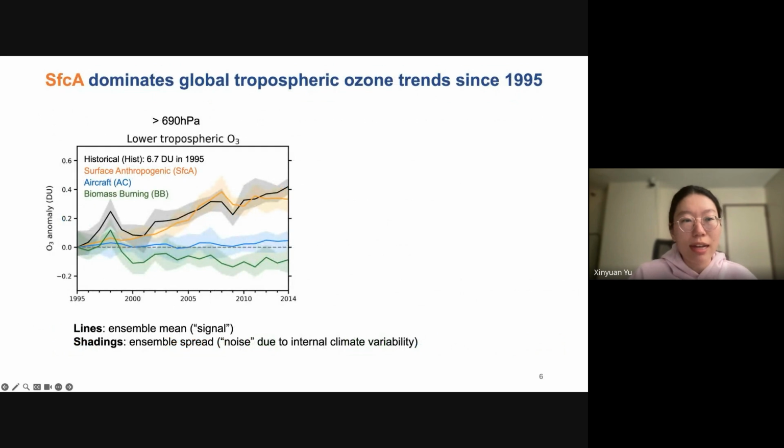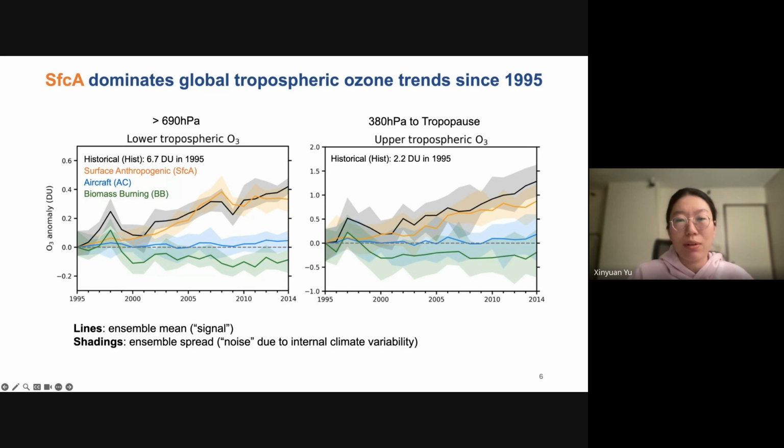Okay, so here come the results. We focus our analysis on the lower troposphere versus the upper troposphere, where ozone is of most concern as an air pollutant versus a greenhouse gas. Here is the global annual mean column ozone anomaly relative to 1995. The line shows the ensemble mean and shadings indicate the ensemble spread. So it's clear that the historical ozone gradually increased in both locations, and that was primarily driven by surface anthropogenic emissions, which are shown in orange.